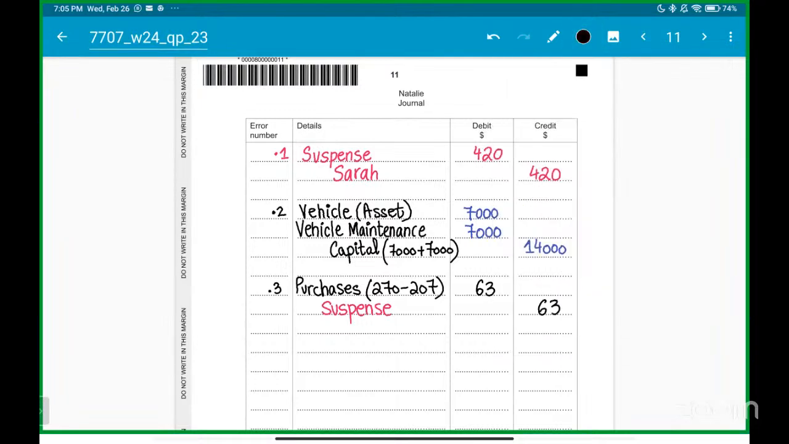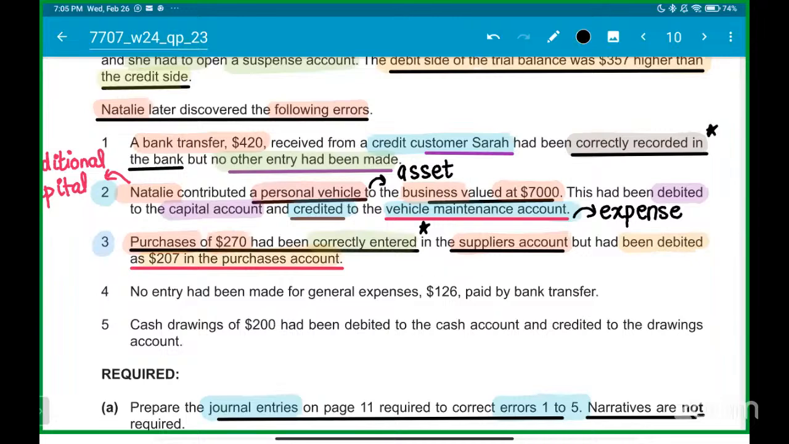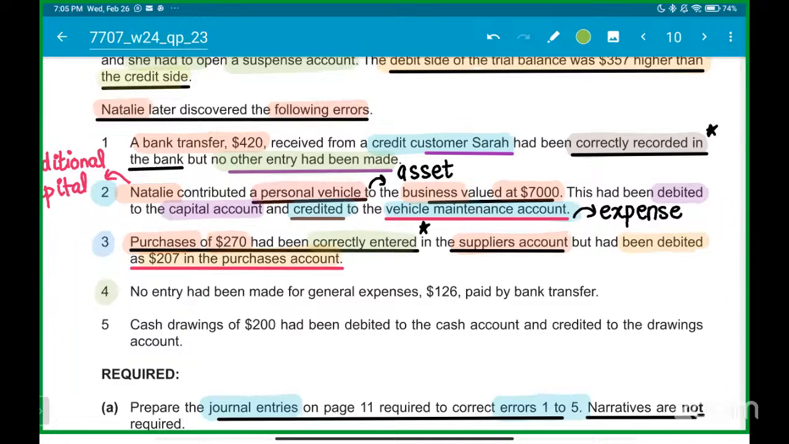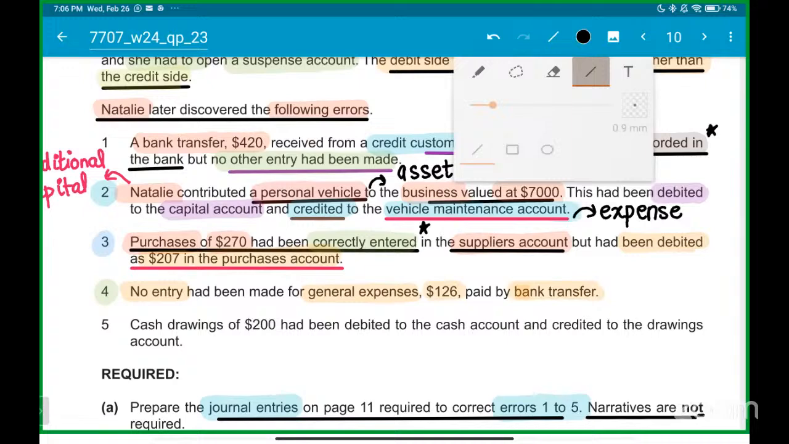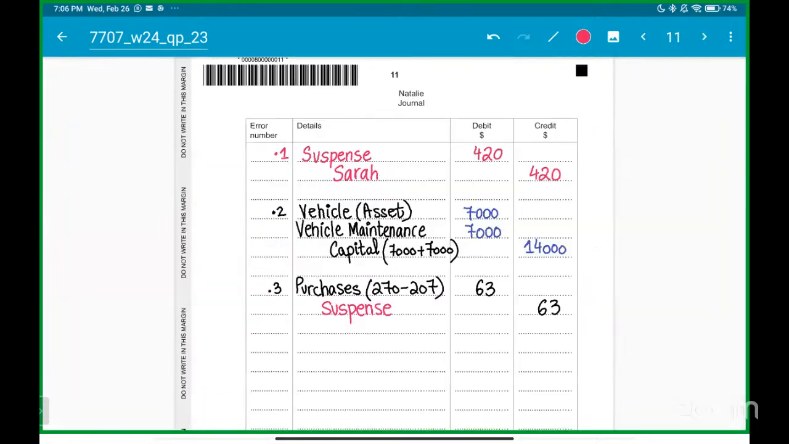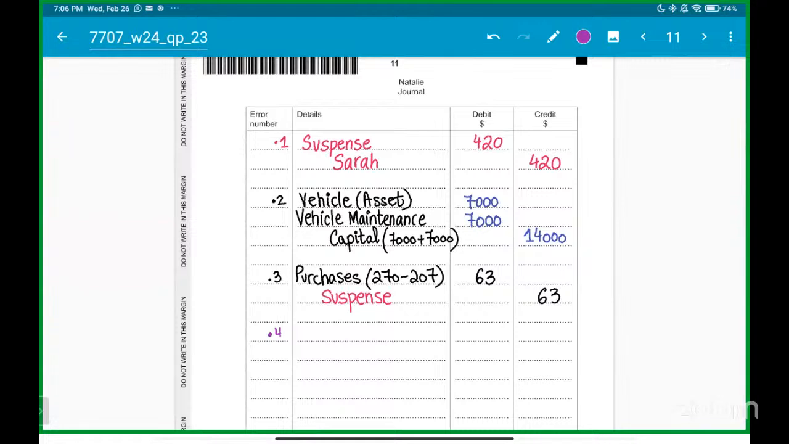Because the credit side was recorded correctly for the suppliers. Moving on to error number four. Now starts the easy one, I believe. This type of error, where no entry had been made for general expenses, $126 paid by bank transfer, is basically an error of omission. This is an error which does not affect the trial balance. So you just have to do it, sir, as error number four.